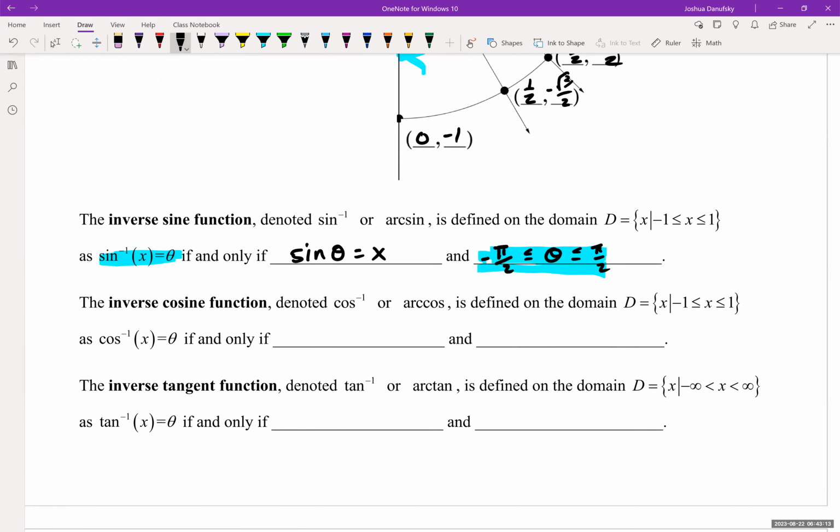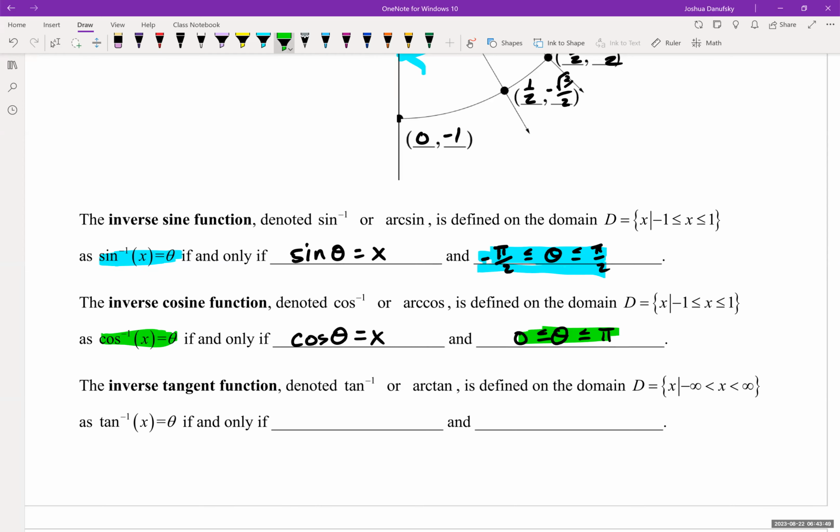So cosine inverse, if we have cosine inverse of x equaling theta, that means that cosine theta is equal to x, and theta in this case is between 0 and pi. This is agreed upon amongst math people, engineering people, whoever's doing trigonometry out there, and it's already programmed into all of our calculators and computer programs.